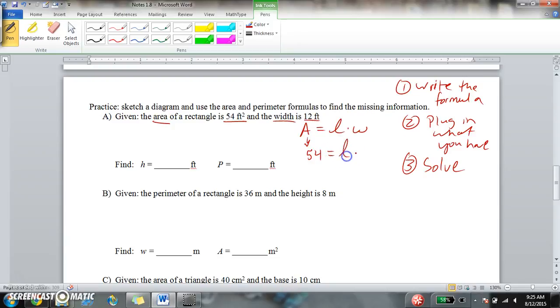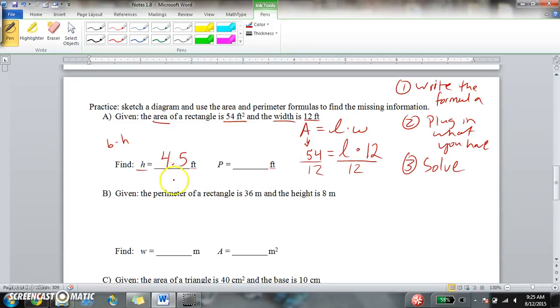So I don't know the length. Length times width is 12. So now I need to solve for L. Well, 54 equals L times 12. To solve for L, I would divide by 12. 54 divided by 12 would give me 4.5 for H, or so H, I said base and height could also be used as length and width. Same thing. So 4.5 for the height or the length.